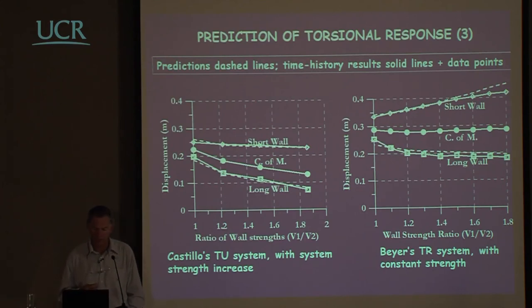we find that we can get a very good prediction of the displacements of an eccentric system where there's a short wall and a long wall and of the center of mass using a displacement-based design approach for both this unrestrained system here. This is using data that was developed by Castillo, and this one on this side here, torsionally restrained walls, using data provided by Catherine Beyer, who did her PhD fairly recently at the Rose School. And we can get very accurate results from this.